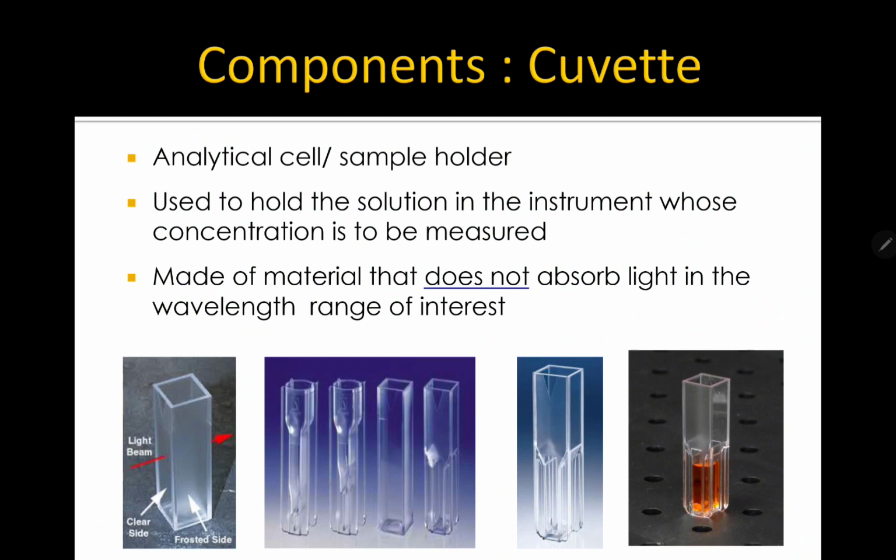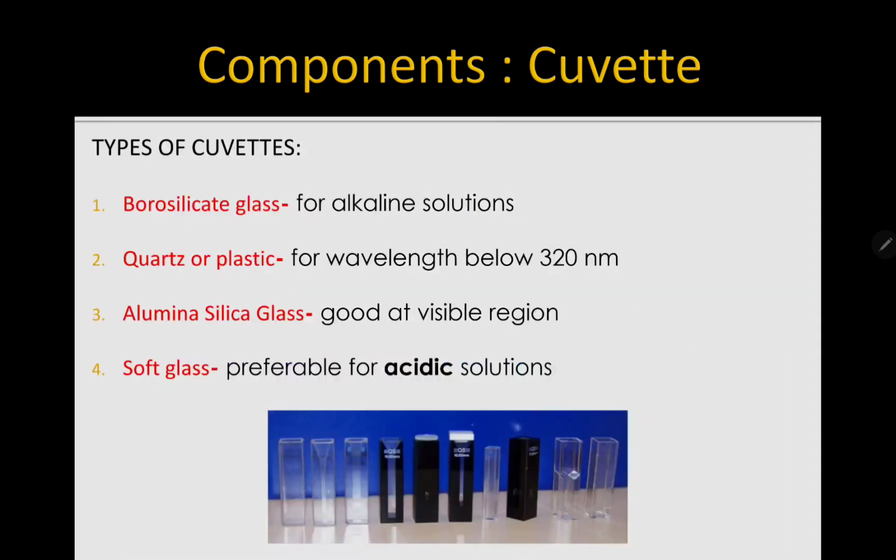Remember, it will defeat the purpose of using cuvettes in a spectrophotometer if they can interfere with the absorbance of light, because in a spectrophotometer we want the sample to be the only one absorbing light and then emitting excess light to be measured by your photodetectors. So we have different types of cuvettes.